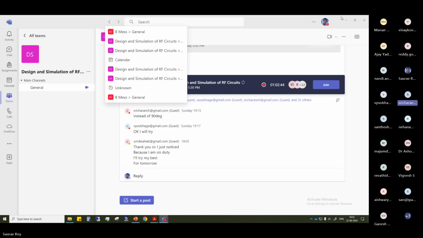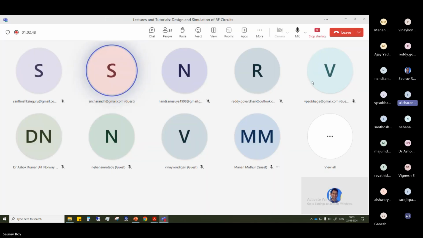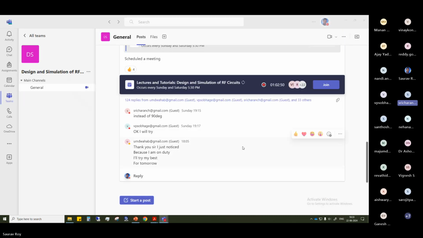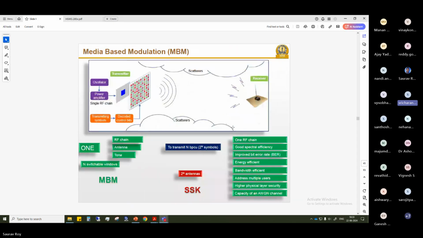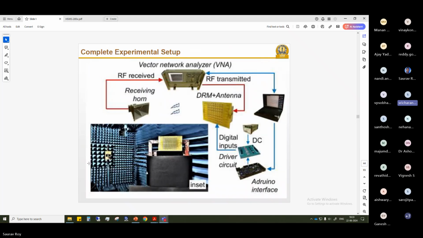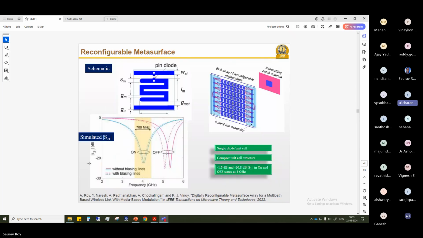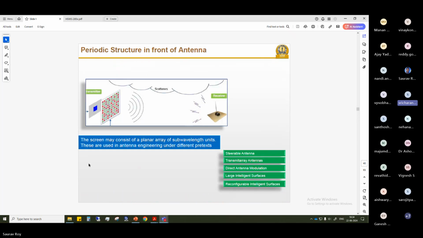One small doubt: the concept you have presented, we can refer to the paper for better understanding. But basically, the screen which is implemented right after the patch antenna, is its purpose to improve directivity or something like that? Yes, you can say to improve or vary the directivity. Not only directivity, we are changing both amplitude and phase of the signal passing through it.